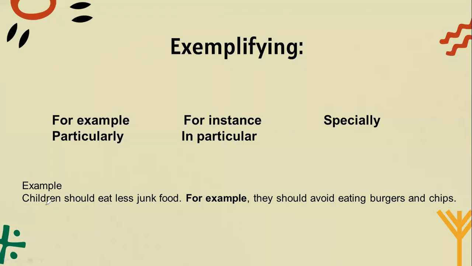The first one says the children should eat less junk food. This is the first sentence. I understand that the children should eat less junk food. They should avoid eating burgers and chips. Now, if you look at the second sentence, you're going to find we have examples of the junk food, which are burgers and chips. These are examples of junk food, so we can use the words for example, or for instance, or especially, or particularly, or in particular. So we discovered that in the second sentence in relation to the first sentence, I'm stating some examples. So I can use the transition words related to stating examples.